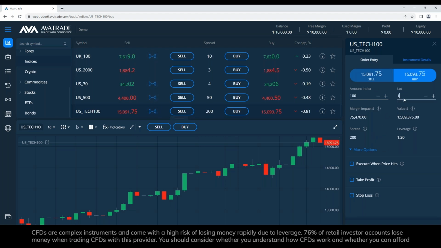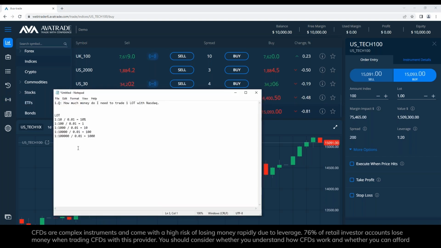One lot with Nasdaq costs quite a considerable amount. Let's see how much money that requires. So this is the right one for us. Sorry, 1 for 100. So that means one lot equals 100 units. Just a moment, guys.